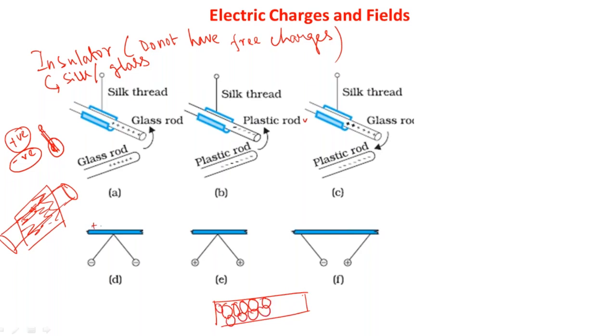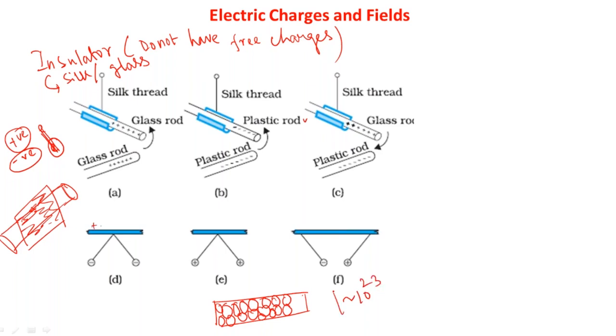So what happens when we rub? Just before that, I would like to tell one thing. When I take any glass rod or any material, these materials are actually composed of atoms, small atoms.